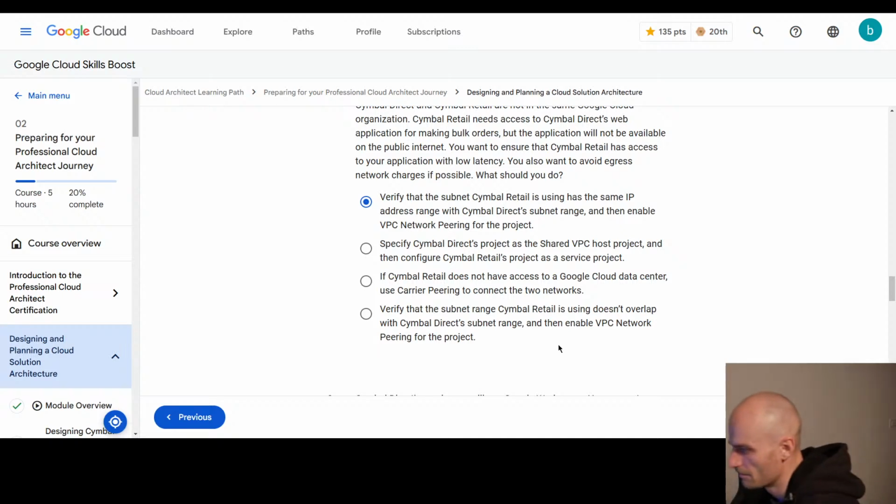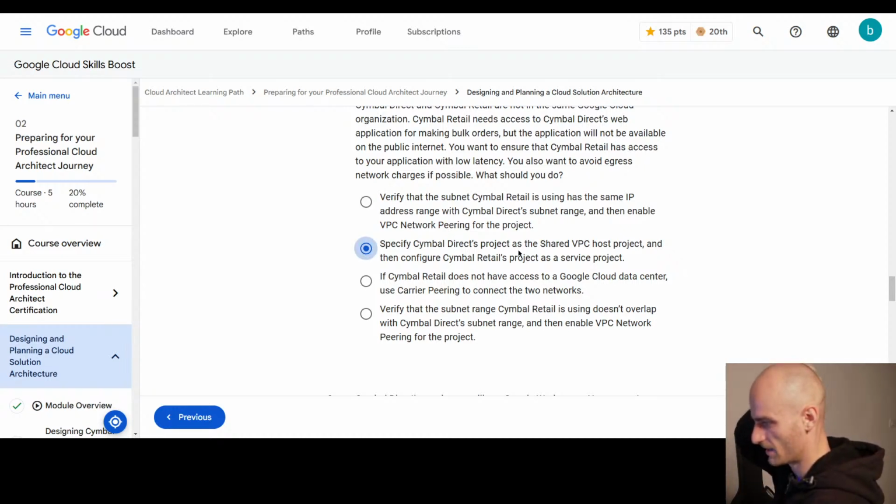I have no idea. However, I remember that sometimes a complex architecture which needs to connect different areas in different organizations or different spaces will use a shared VPC host project.